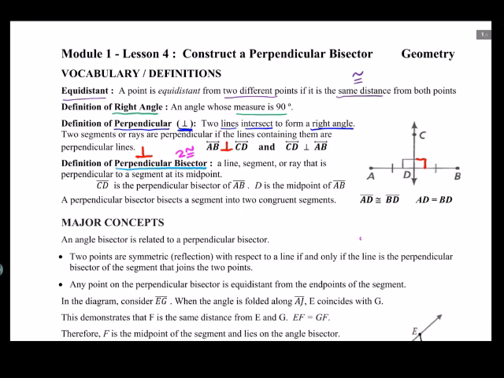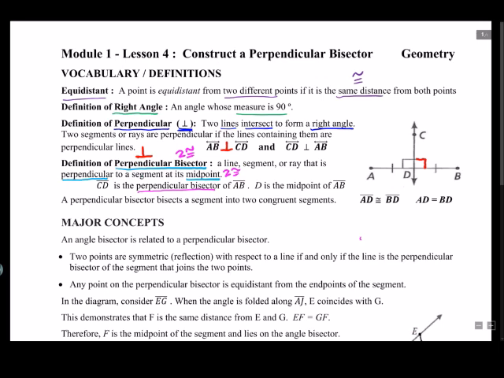So in this case, we have a line segment or ray that is perpendicular to a segment at its midpoint. And do you remember definition of midpoint? That's where we get our two congruent segments from. So if we look at our diagram over here, we have segment CD is the perpendicular bisector of segment AB.